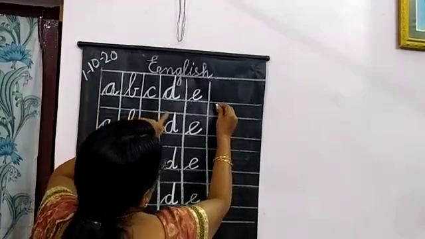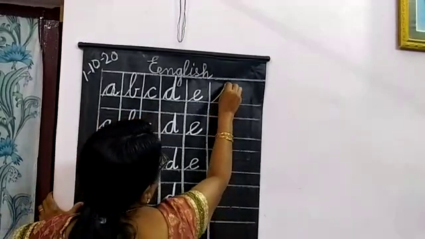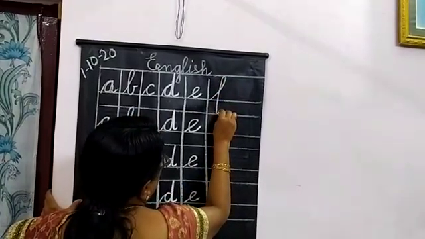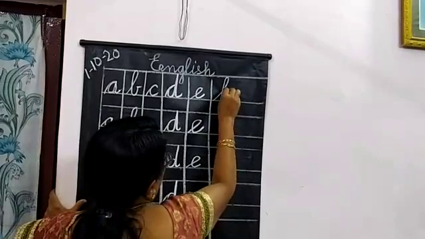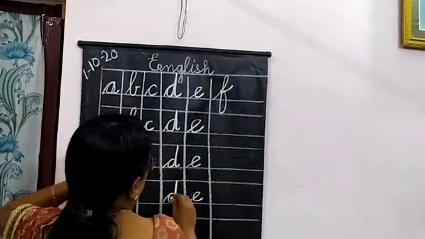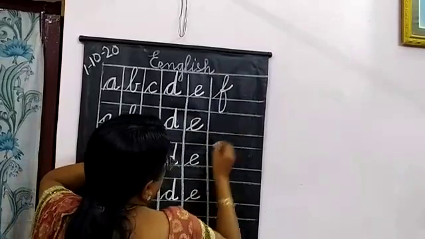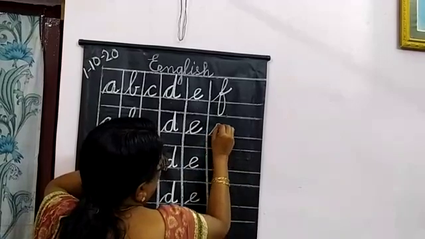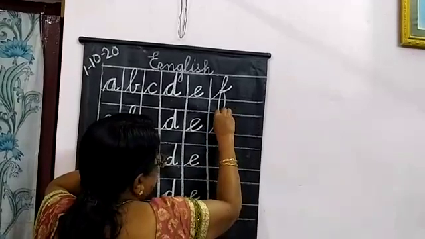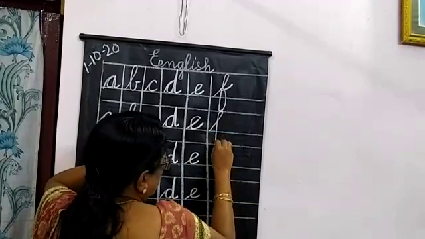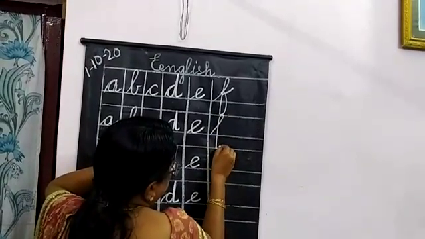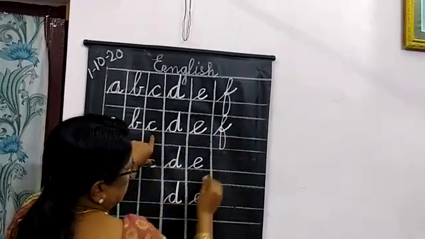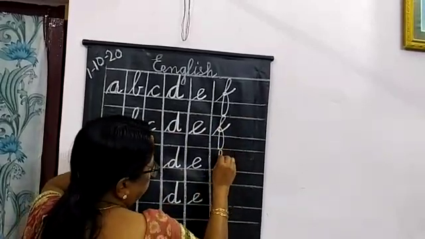Now, F is a bit confusing. Letter F. From down, go up, touch the first line, come down to the third line, then turn to the right, go to the middle, letter F. F is a bit confusing, so carefully look at the board. From down, we go up, touch the first line, come down to the third line, turn to the right, go up middle.